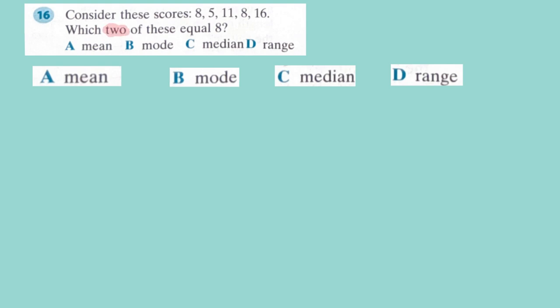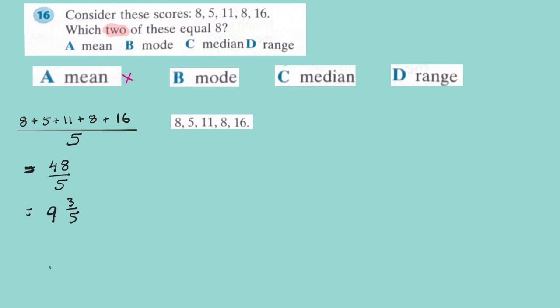Find out what the mean is. We need to add up all the scores and divide it by the number of scores. So we add them up and there were 5 scores and we will get 48 divided by 5. And this is not going to be 8, but it's going to be something like 9 and 3/5. And the mean is not our answer.